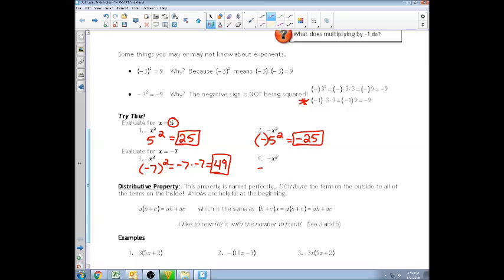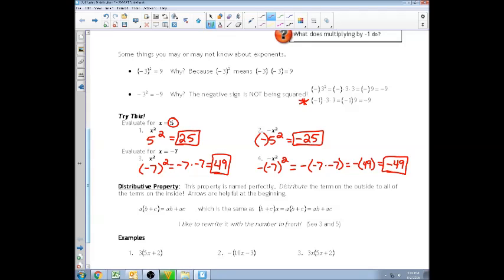Okay? 4, we're going to do the same thing here. I'm going to put a parenthesis around my negative 7 because that is what has gone in for the x. But there is still a negative out front. So you still need to have the negative out front because that is part of our problem. So really what's happening here is I have negative 7 times negative 7, which is negative times 49, which would get me negative 49. Okay?